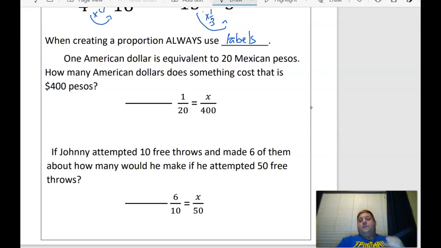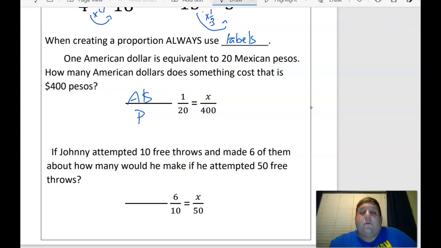Alright, so here are 2 word problems we're going to work through. 1 American dollar is equivalent to 20 Mexican pesos. How many American dollars does something cost that is 400 pesos? So first, I'm going to put American dollars and pesos. You can write the words out, just something that lets you know what it is, because it is important when you're doing proportions that the numbers line up.